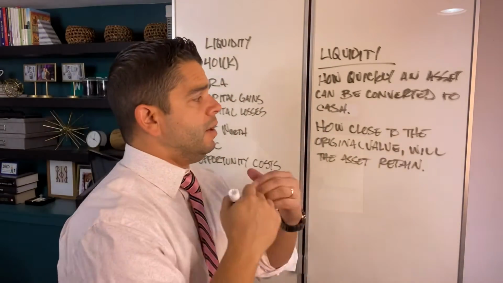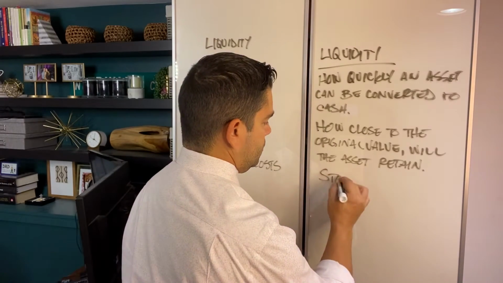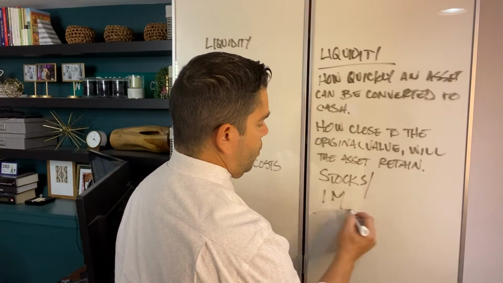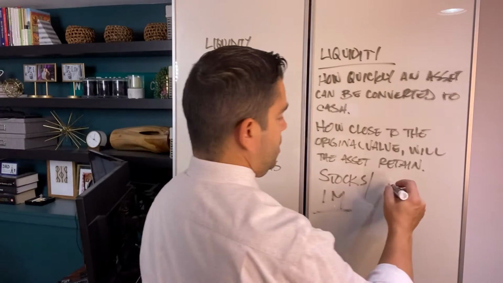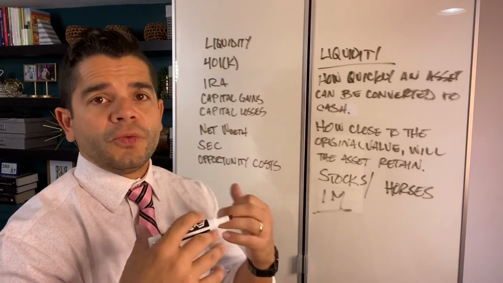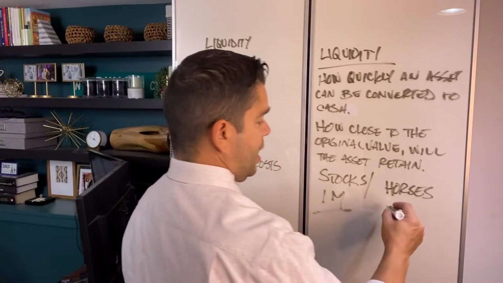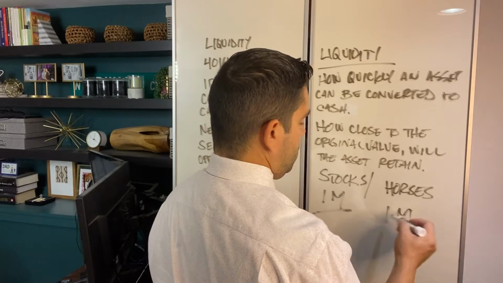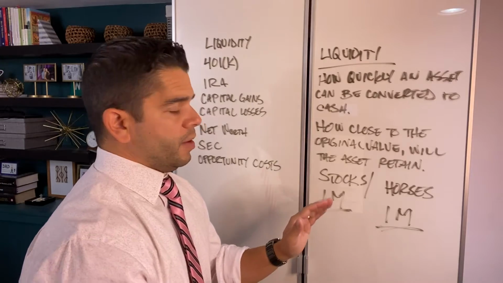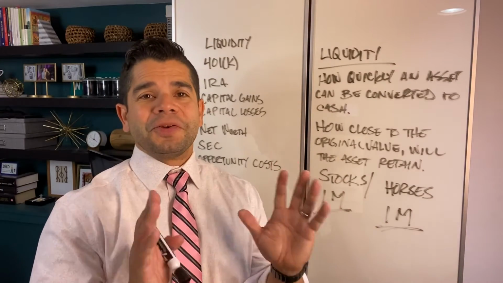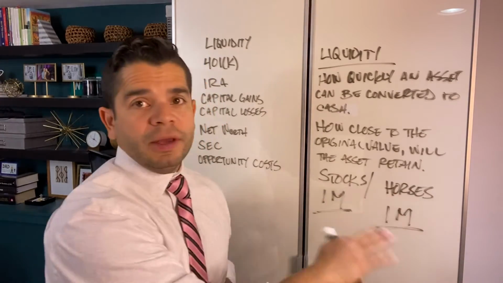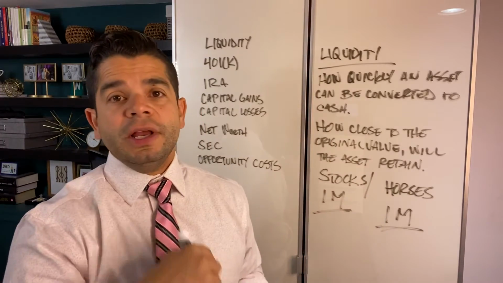If you had stocks in the value of $1 million, or if you had prize-winning horses that have run and won in the Kentucky Derby, and you have two horses and they're valued combined at $1 million. Both would represent the same value in your investment portfolio, but how quickly we can convert them to cash is going to be different.